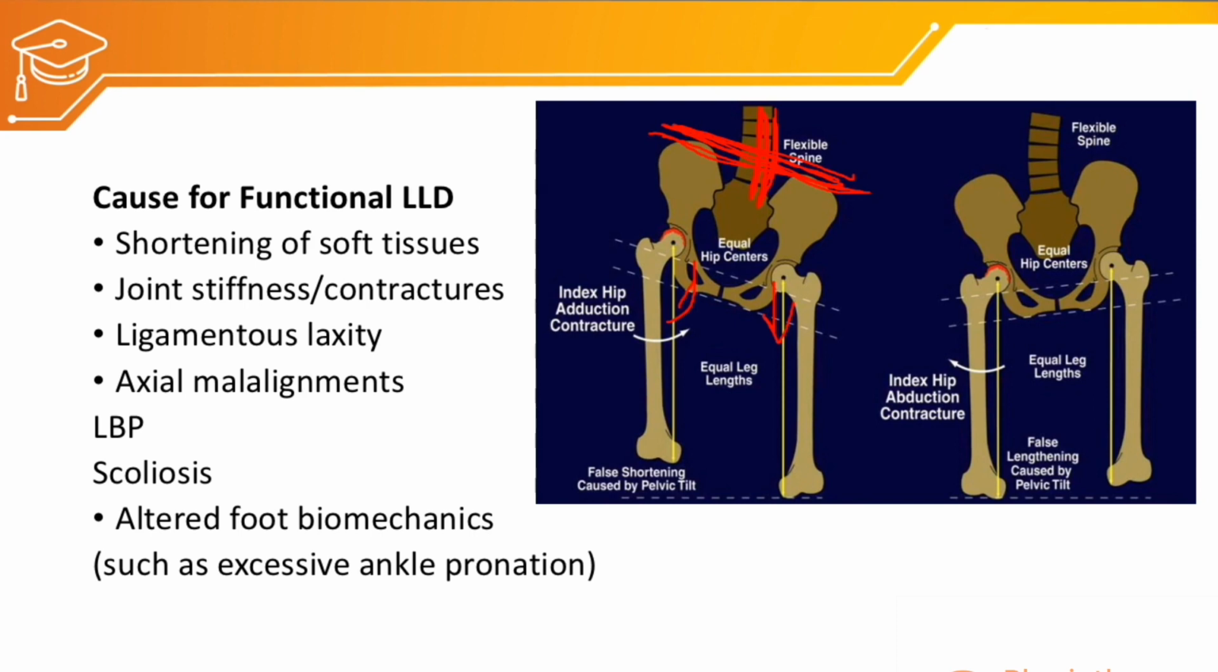So in today's lecture we have discussed the anthropometric measurements, where we discussed a few tools and what measurements can be taken, and we also discussed the types of limb length discrepancies.